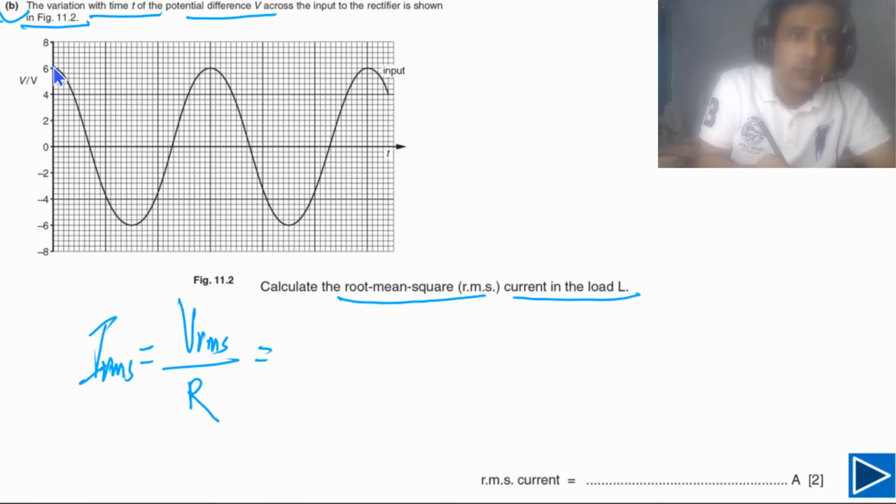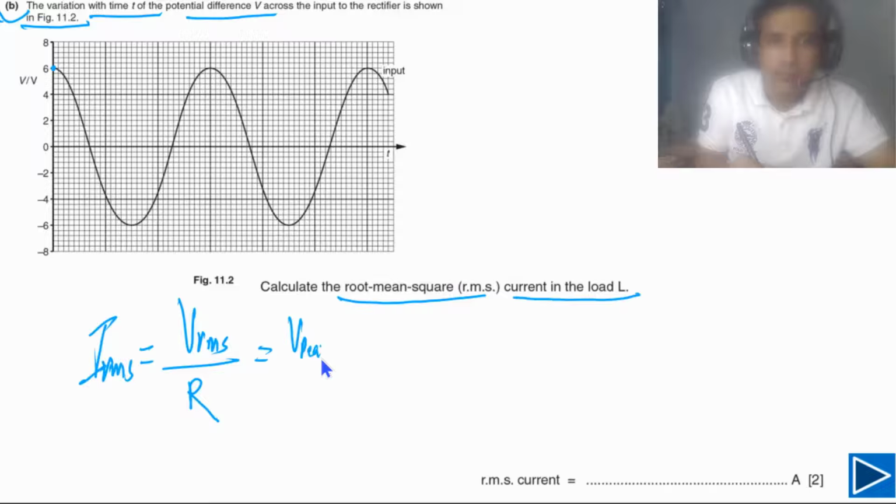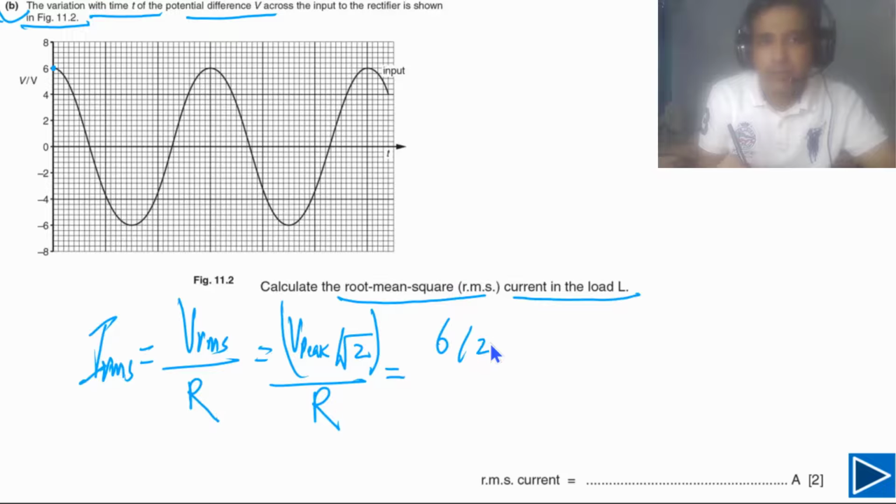But in this case we can simply read the V peak. So here, this is V peak. We need to calculate VRMS, so we have to divide this by root of 2, and we need to divide by the resistance of the resistor. V peak we have 6. This has to be divided by root of 2, and divided by the resistance of the resistor.